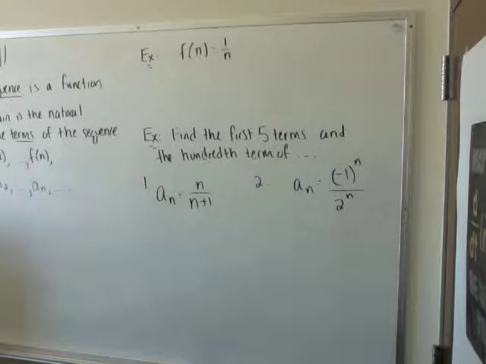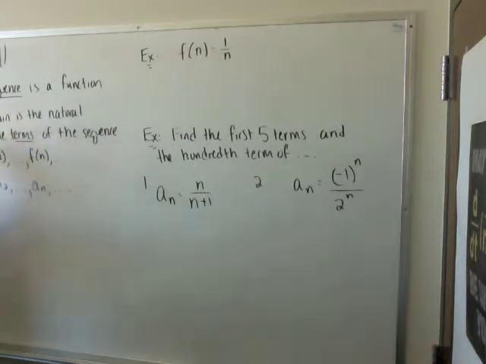Okay, so we're in chapter 12.1. We're talking about sequences. So here's the definition of a sequence. A sequence is a function f whose domain is the natural numbers. The terms of the sequence are f of 1, f of 2, ..., f of n, and so on. Okay, so what does that mean?